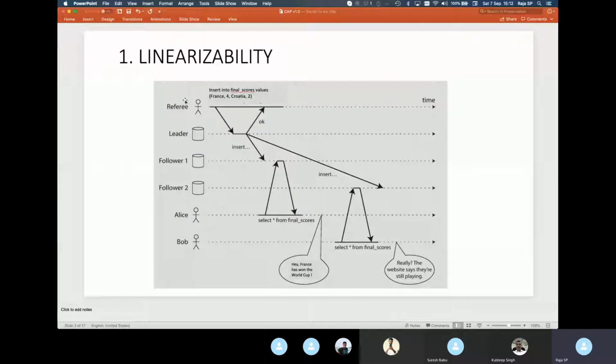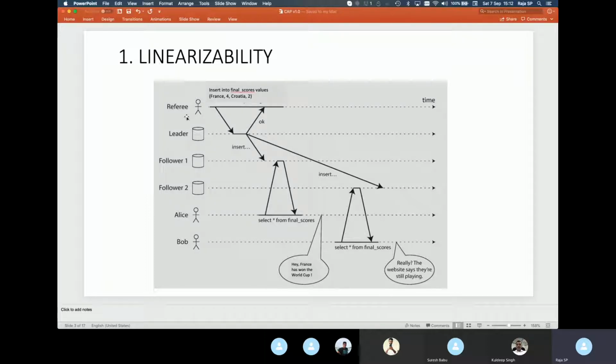And imagine that there are these two people, Alice and Bob, who are sitting in a restaurant or a pub somewhere. Each of them is holding a phone and they are refreshing their phones, trying to find out the result of the World Cup that's going on. Apparently, they're in a place where there is no TV. Let's imagine that. So they have to use their phones.